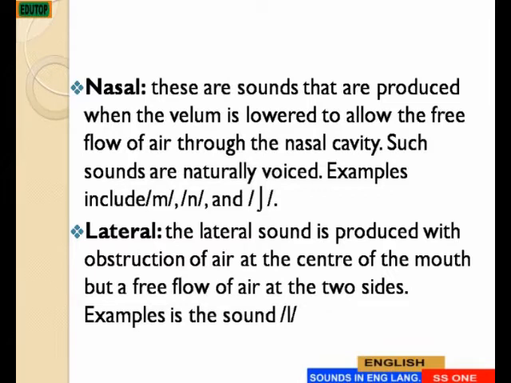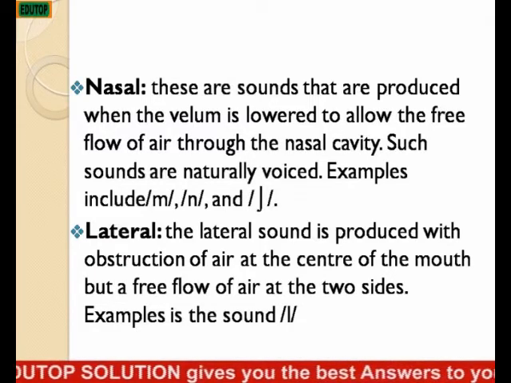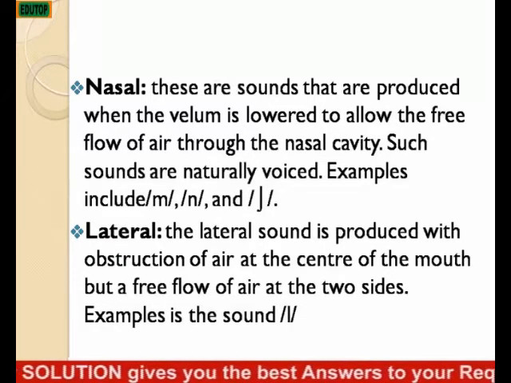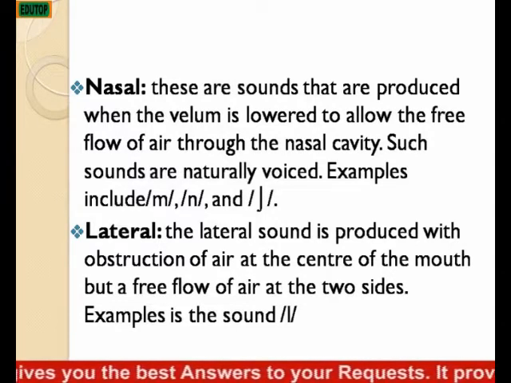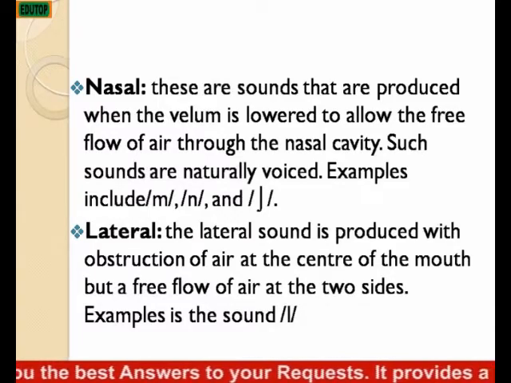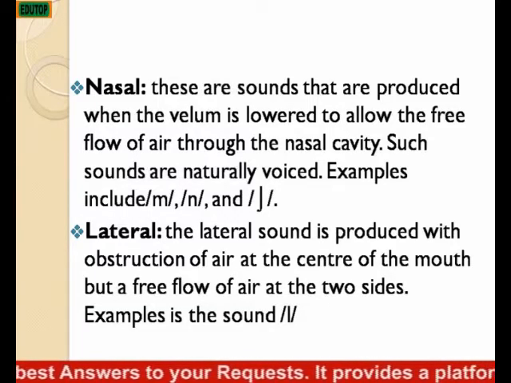the center of the mouth, but a free flow of air at the two sides. So when you produce the lateral sound, there is obstruction of air at the center of the mouth, but the air will be flowing freely on the two sides of the mouth. That is, the tongue will be blocking the center while the air will flow through the two sides of the tongue. The only lateral sound in the English language is L.